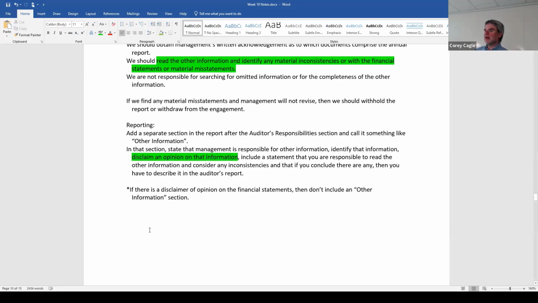And then we will say we're responsible to read it, to consider any inconsistencies. And if we conclude there are any, then we have to describe them. So that's the way we tackle that. We just say we're disclaiming an opinion on this. We're responsible to read it. If we find anything wrong, we have to describe it. Just leave it at that. If we have a disclaimer on the financial statements as a whole, we don't even need that other information section. We've disclaimed everything. Right? That's that.